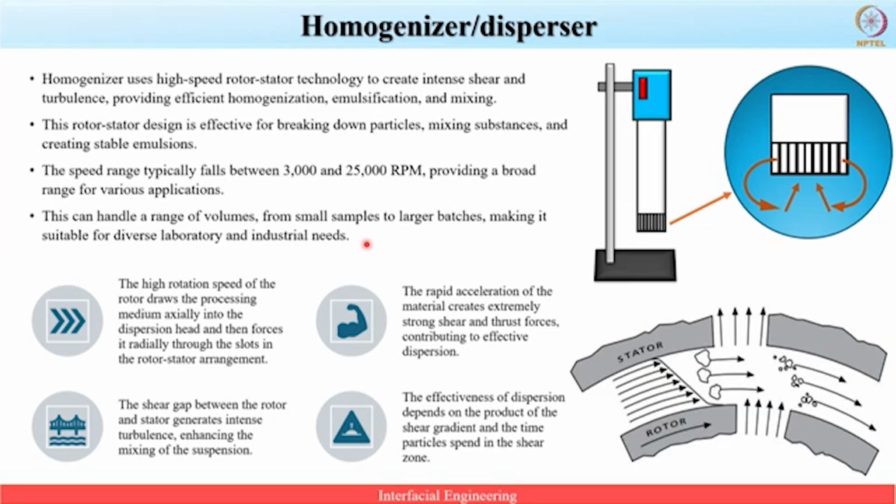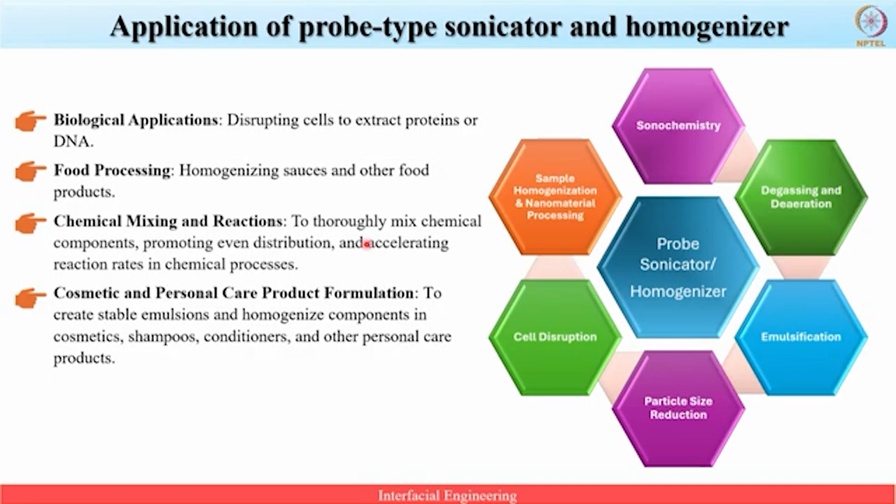If we talk about the application part of the probe type sonicator and the homogenizer, one is the degassing and deaeration. They can remove the trapped air or gas bubbles from the liquid, ensuring smooth and air-free emulsions or dispersions. Second is the emulsification, widely used for stabilizing emulsions in formulations such as creams, sauces, or pharmaceutical preparations. Next is particle size reduction. Break down larger particles or droplets into smaller, uniform sizes for applications requiring nanoscale dispersion.